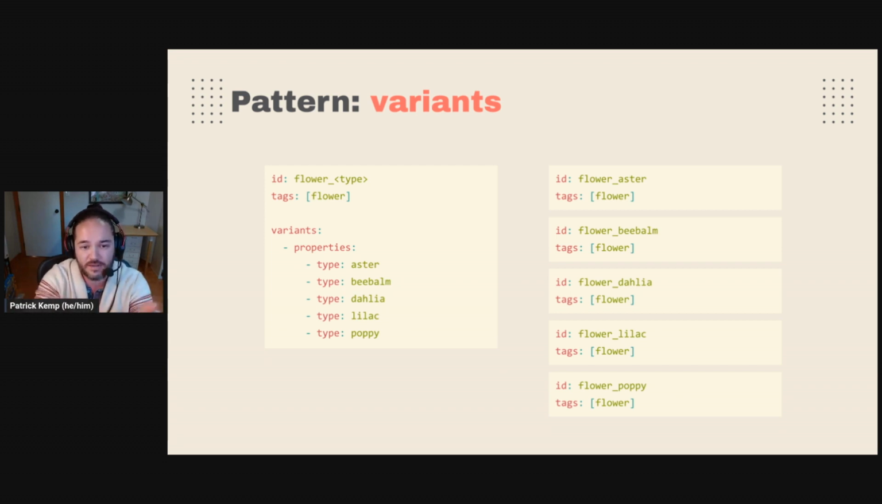Okay, so the next pattern is variance. This one's maybe a little more complicated. The way it works is we can flag a field or a part of a field in a config by wrapping it in chevrons, and that marks it as to be replaced by a variant. So in the example on the left, you've got a flower with the word type wrapped in chevrons, and that type part is meant to be replaced by variants. And down below, we have an array of variants that replace that type with one of 5 different flower types.